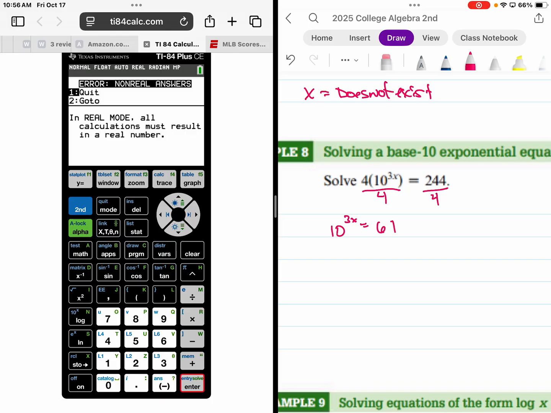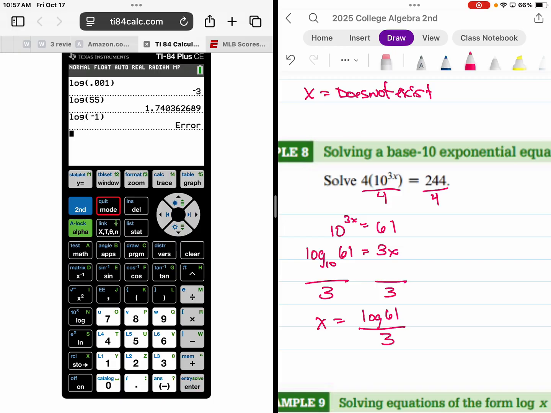Now we're going to rewrite it in our logarithmic form. So log base 10 of 61 equals 3x. And then now I'm going to go ahead and divide both sides by 3. And I get x is equal to the log of 61 over 3.